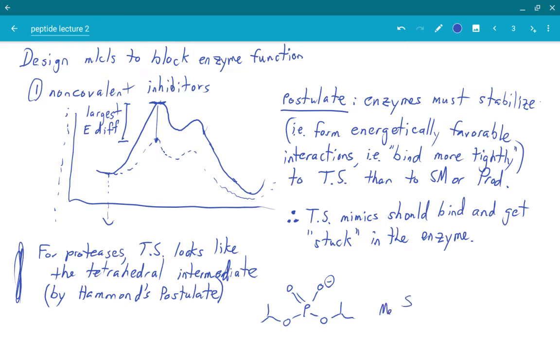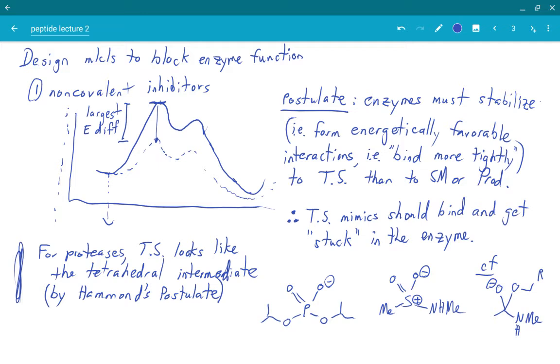Sulfonamides are often used as well. So we can think about simple sulfonamides, that they are often used as well as tetrahedral intermediates. Right? So we're really trying to compare these to the real substrate, which looks something like this, right? And so all these molecules are meant to mimic that transition state.